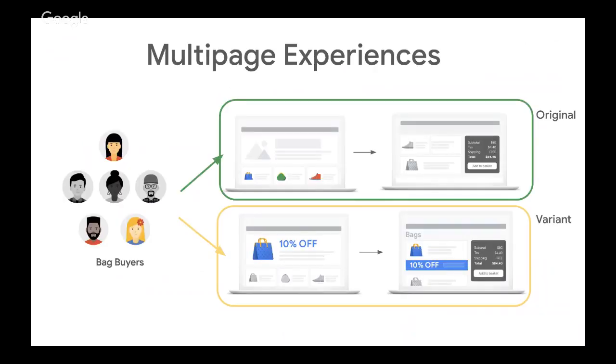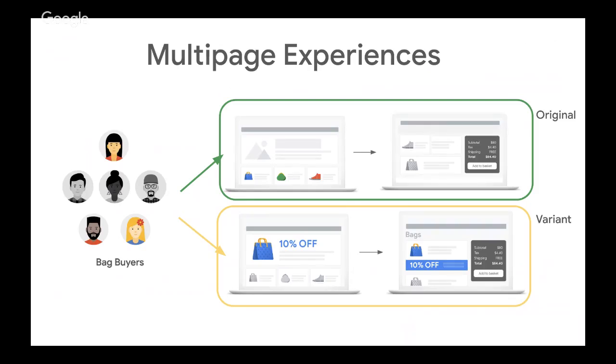Multi-page experiences. A multi-page experience is one where you want to create a coordinated experience on multiple pages for a group of users or for everybody. Think of, in this case, a discount that you want to show on the home page, and then on the product page, and then on the checkout page. Now you want to experiment if that discount works, but it needs to be coordinated across multiple pages.